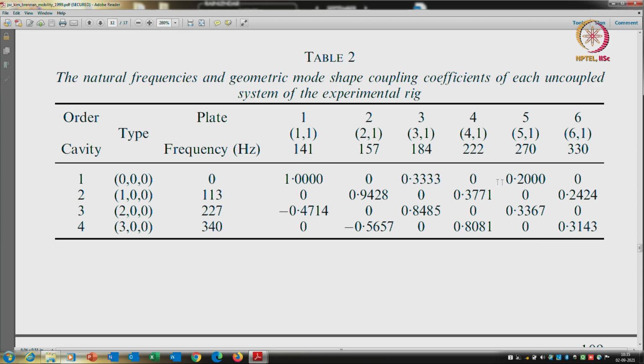here are the plate uncoupled resonances: mode 1-1, 2-1, 3-1, 4-1, 5-1, 6-1, and these are the uncoupled acoustic mode numbers and resonances. Okay, and these are the CNM values. I will speak more about this after this paper is done. Okay, these are very important.